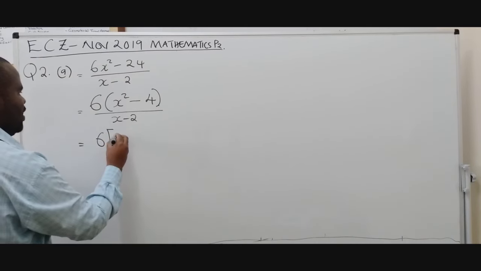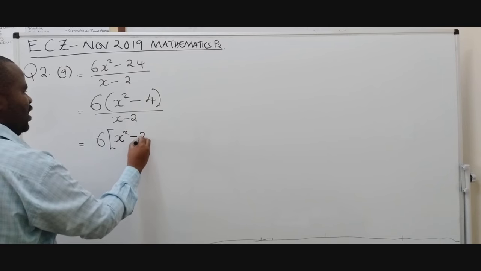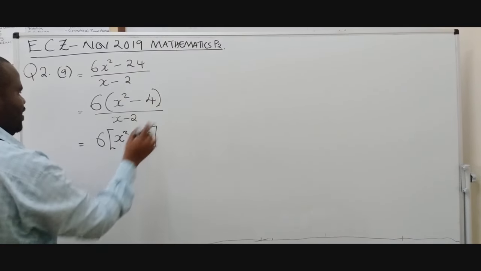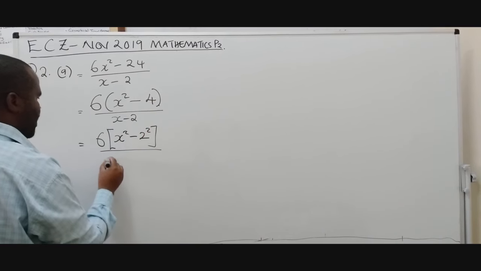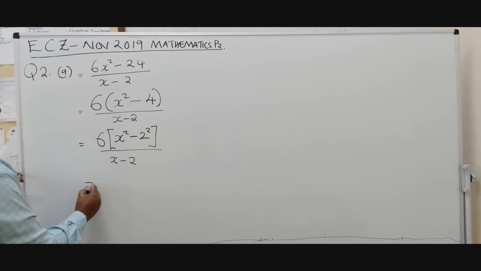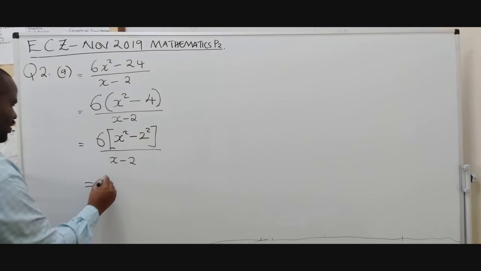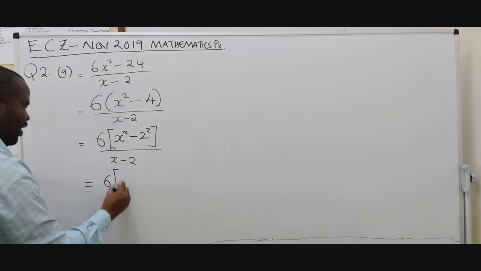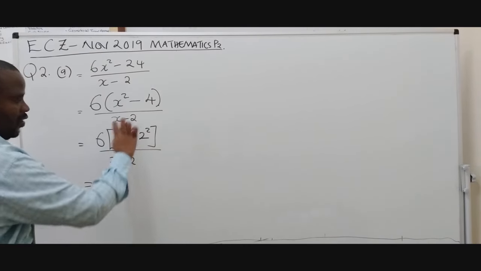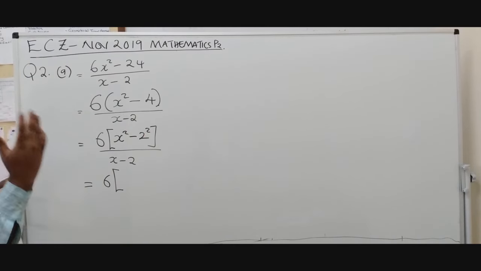This is the same as x to the power 2 minus 2 to the power 2, alright? Okay, doesn't matter the brackets here. Over x minus 2, you can even maintain it, there's no problem. Then you say, okay, this is x squared minus 2 squared, can I manipulate this now? Yes, we can by factorization, using the difference of two squares.